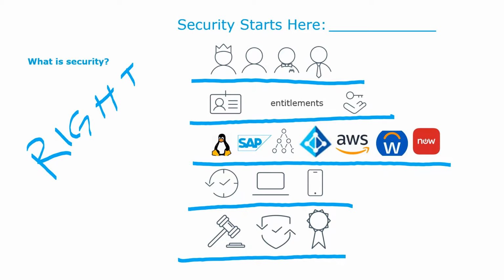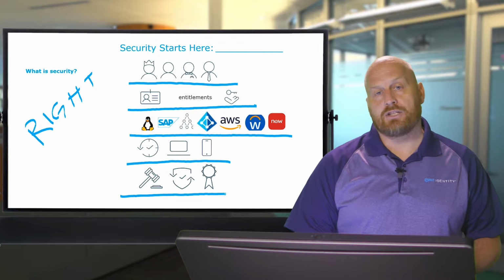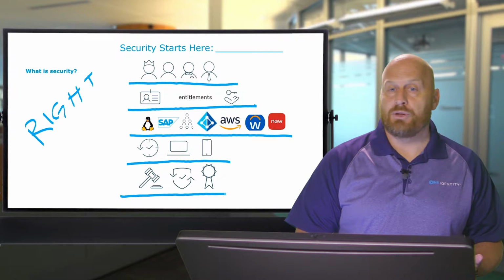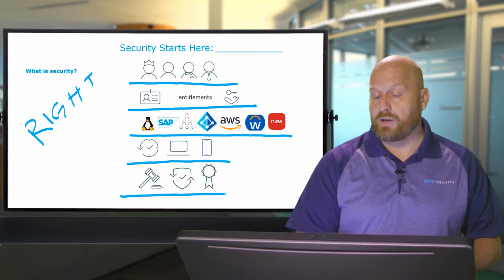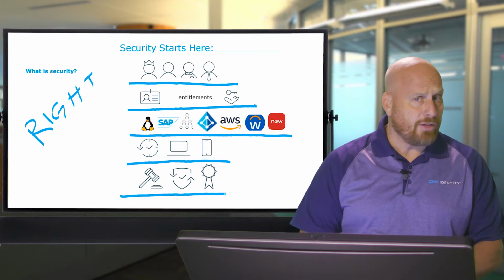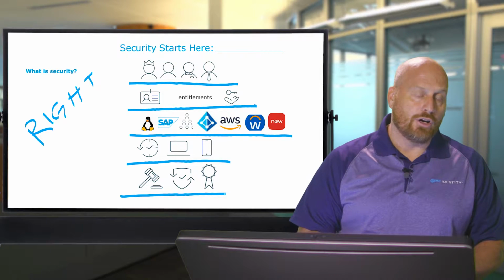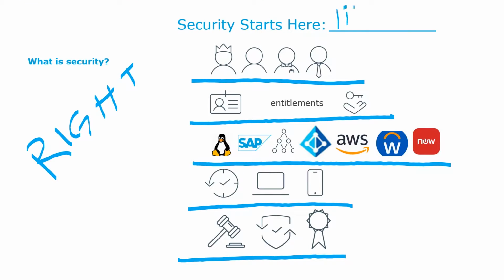And the bottom line is you have to prove that all that access is right. So in other words, you have to be compliant with this access. So the right people, the right access to the right things at the right time in the right way, and you have to be able to prove that's all right. So the bottom line is, if you think about that, the real common denominator across all those things is that it's identity. So I would say that security starts with identity.